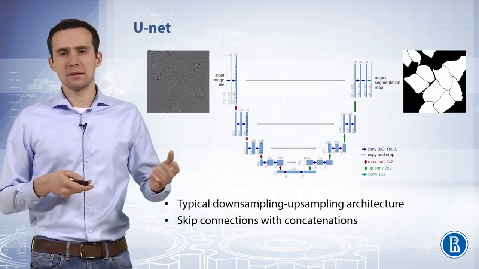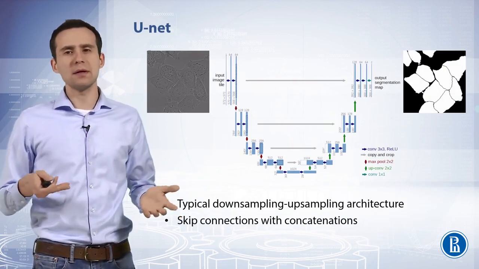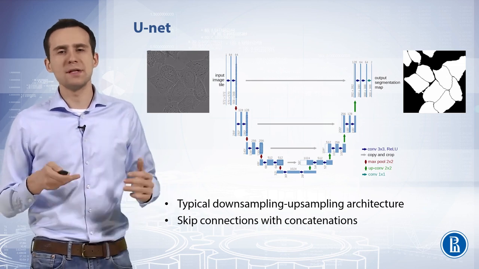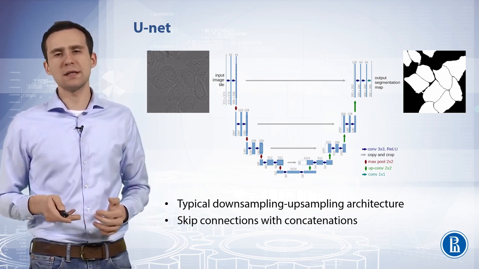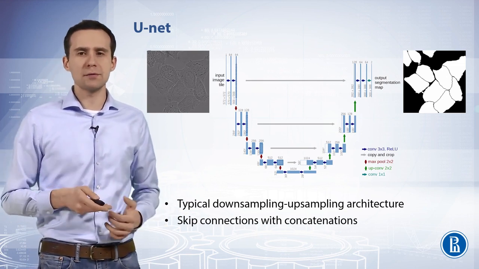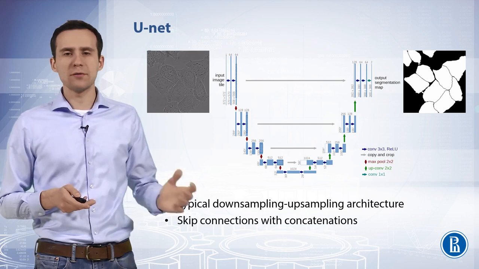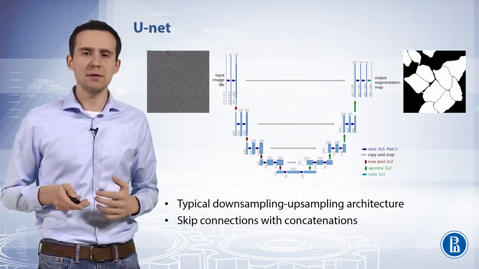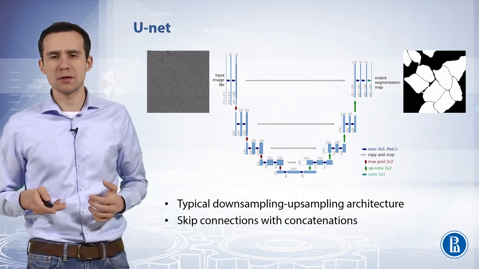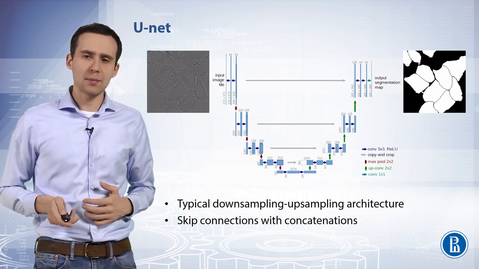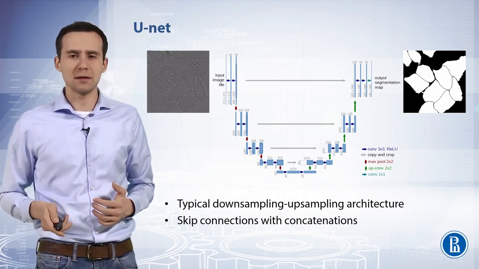UNet, yet another model, is a downsampling-upsampling architecture illustrated on the slide. The downsampling part follows the typical architecture of a convolutional network. It consists of the repeated application of two 3x3 unpadded convolutions, each followed by a rectified linear unit, and a 2x2 max pooling operation with stride 2 for downsampling. At each downsampling step, we double the number of feature channels.